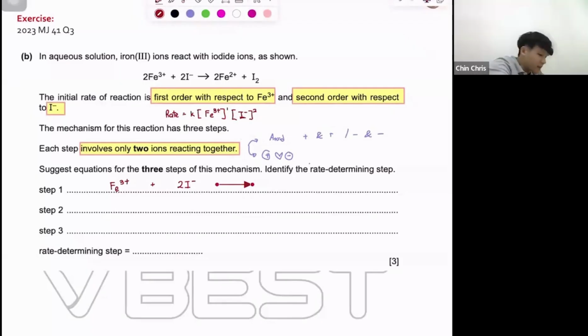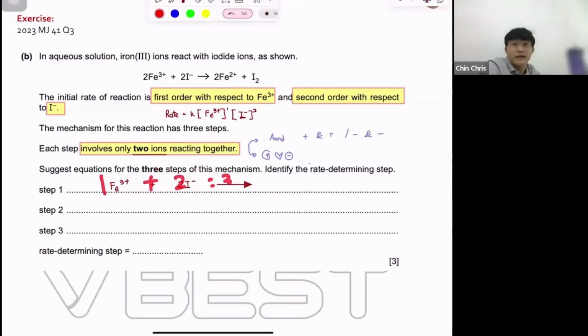Why? Underline this word: two ions. We are talking about two ions. How many ions do you have? One, two, three. Three ions already. So your rate determining step cannot be the first one, because it is not one and two. If you do it like that it is already wrong. One plus two is three. Cannot.